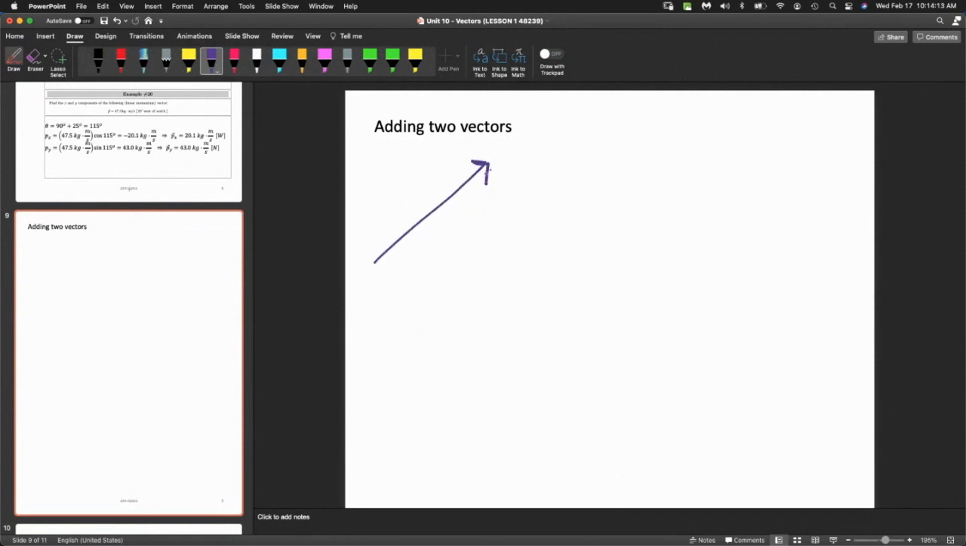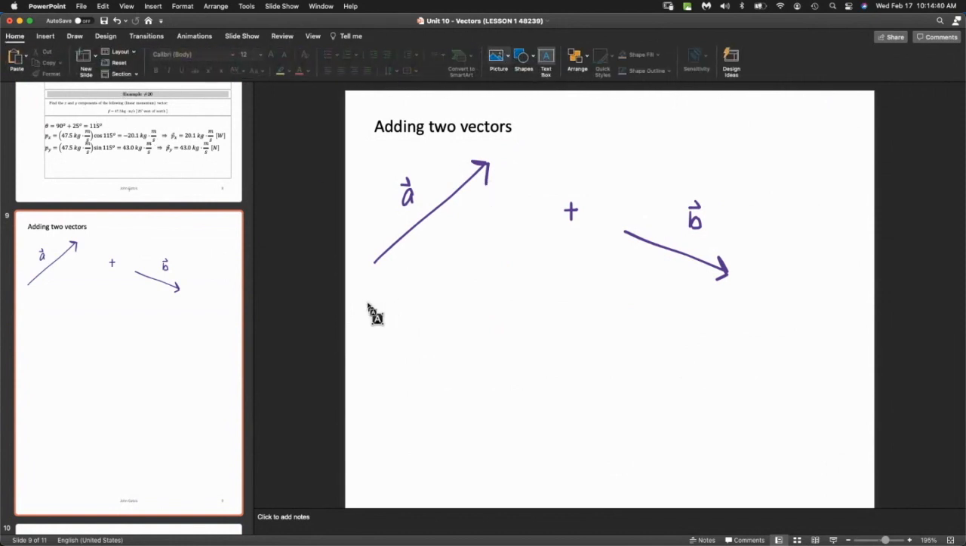So if you want to add two vectors together, let's say you want to take this vector, I'll call it A like that, and then you have vector B. Let's say B goes this way. There are many ways of adding vectors together, but I'll show you two constructions. The first way is called the tip-to-tail method.